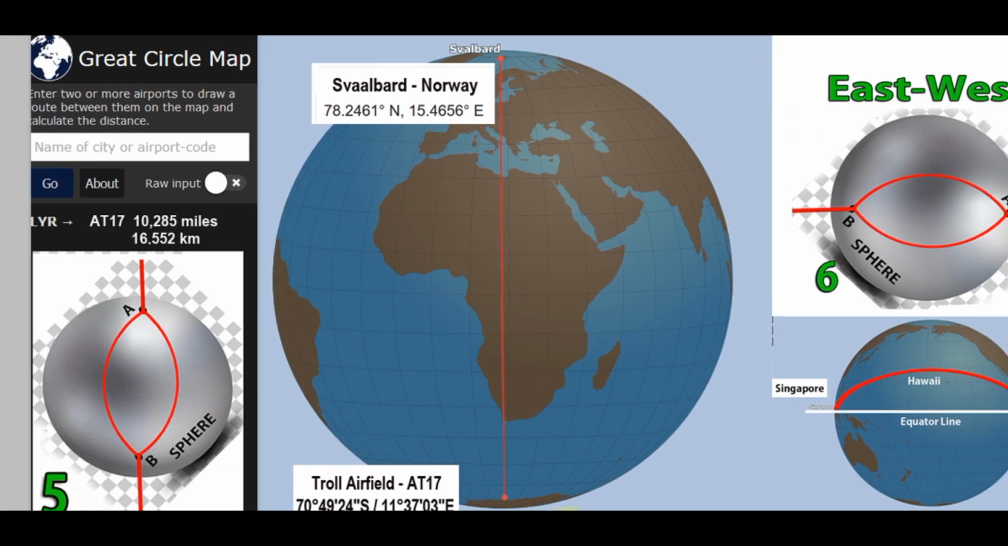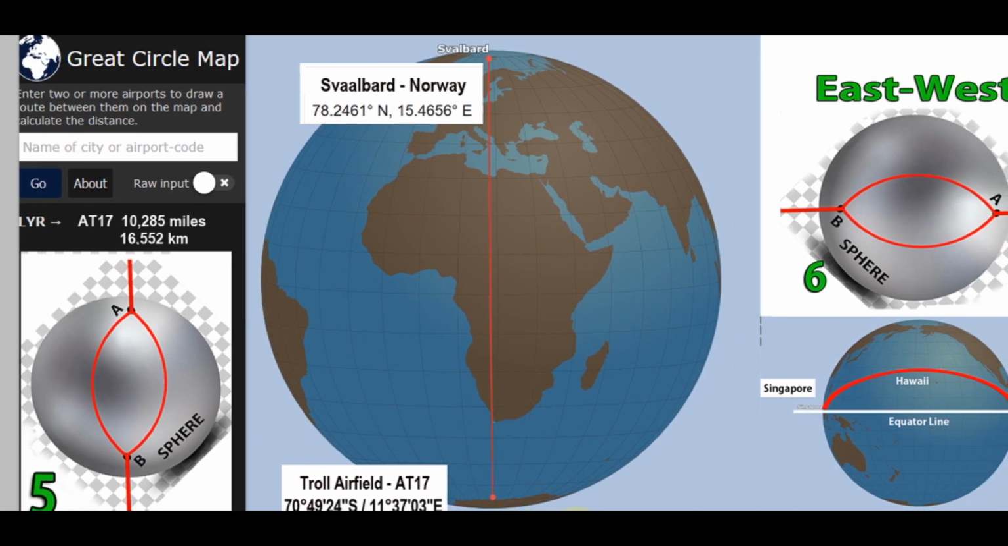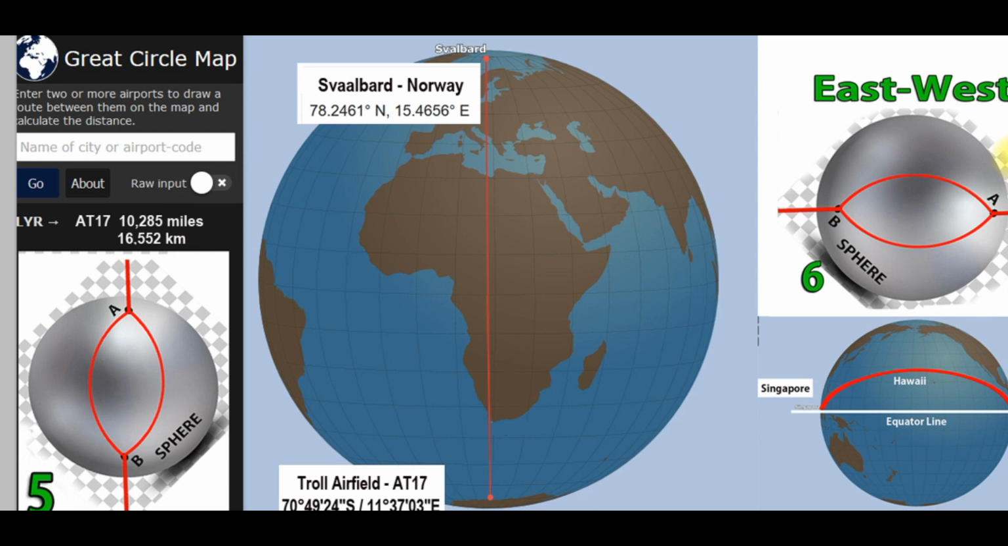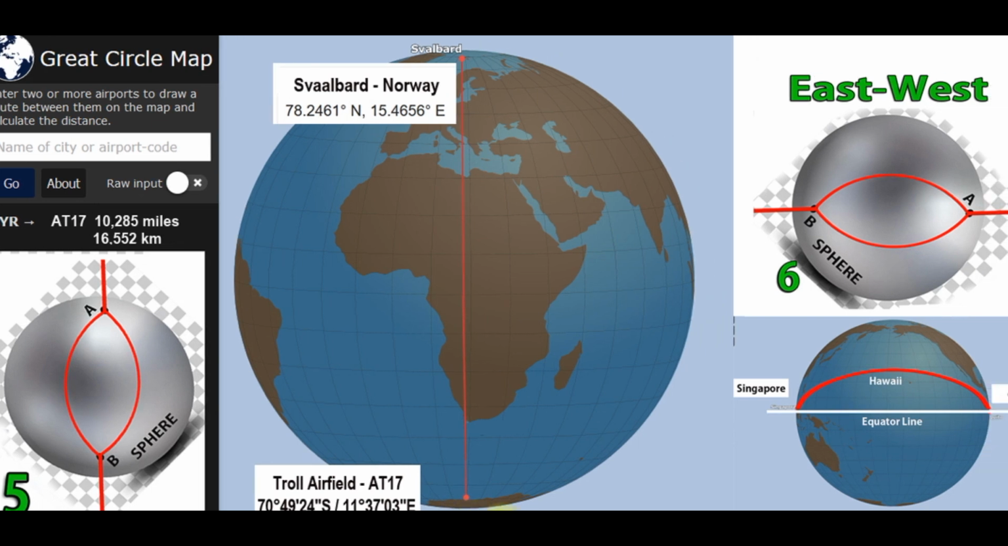Flight number 6 is a very interesting flight. I did search a lot for this airport code right here, latitude and longitude, because it's in Antarctica. Very difficult airport, very difficult to find. Okay, but there is one there, Troll Airfield. The distance 10,000 miles, about 16,000 kilometers.